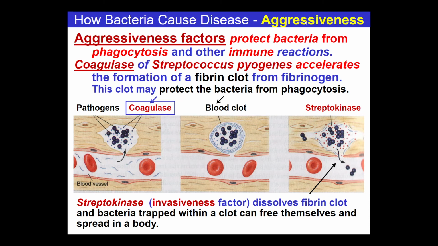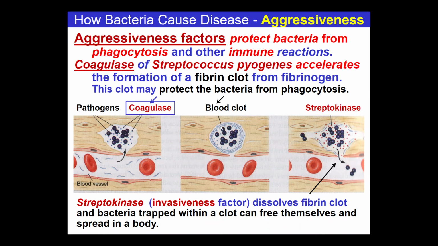Aggressiveness factors protect bacteria from phagocytosis and other immune reactions. For example, coagulase of Streptococcus pyogenes, shown here as the blue dots, accelerates the formation of the fibrin clot from fibrinogen.